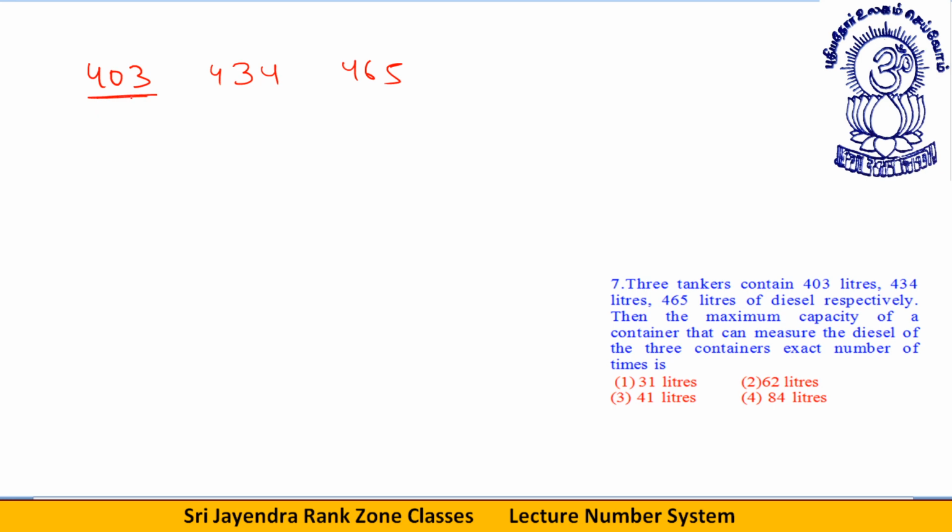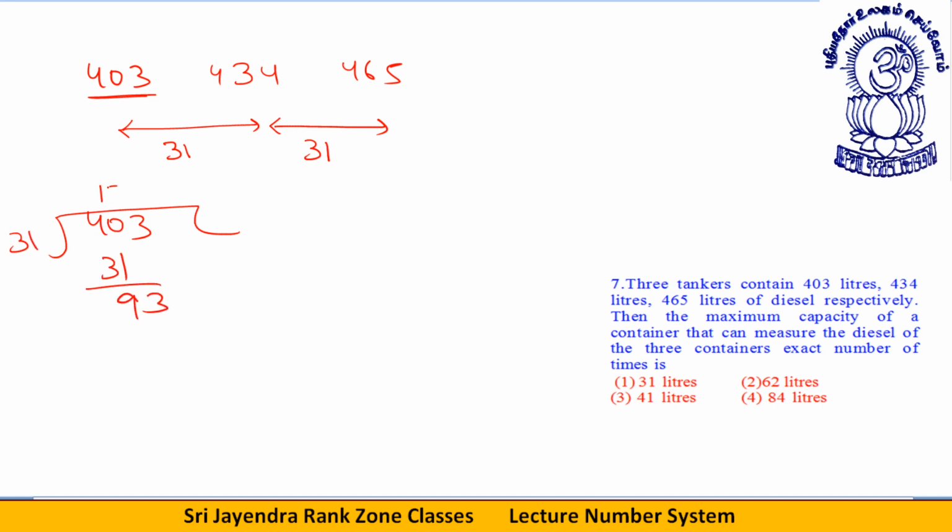See, if I can say this 403 is being measured, I can distribute it into 9 biggest cans. I can distribute this into 10 biggest cans, into 11 biggest cans, something like this. So I need to find the maximum size of the container very easily, students. What is the difference? The difference here is 31. The difference here also is 31. Both the places difference is same. Just check if 31 divides any of these three numbers. Let's say 403, is it divisible by 31? You get 13.